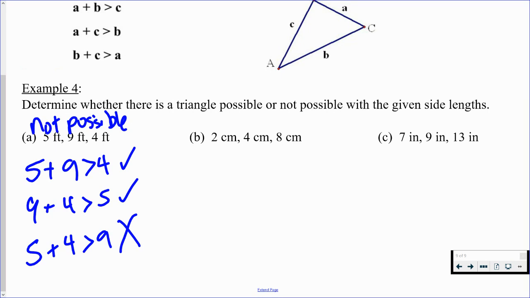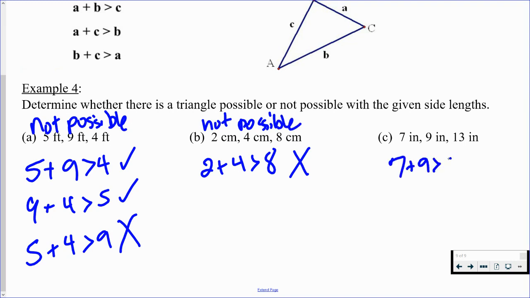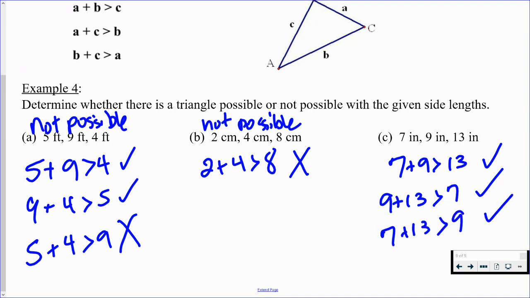We have 2, 4, and 8. Is 2 plus 4 greater than 8? No, so this one is also not possible. Okay, let's check the last one. 7 plus 9 greater than 13? Yes. 9 plus 13 greater than 7? Yes. 7 plus 13 greater than 9? Yes. So this is our first one that is possible of these three examples.